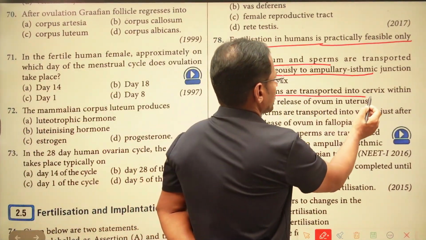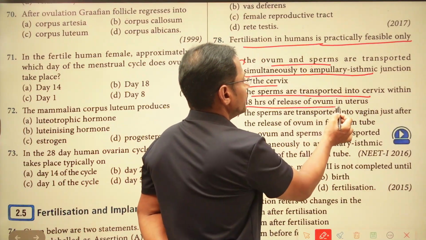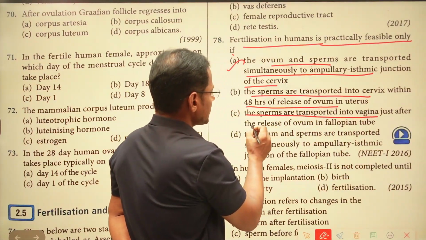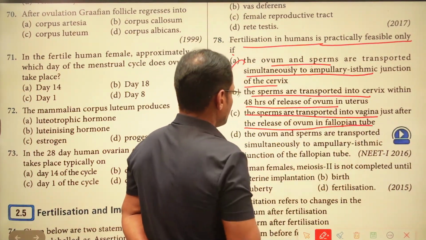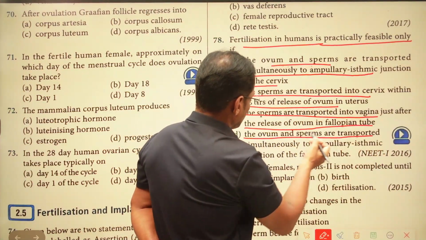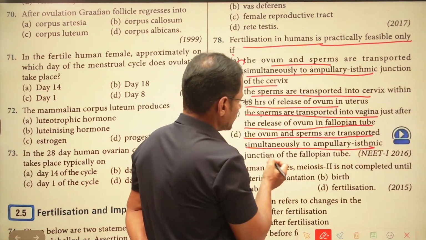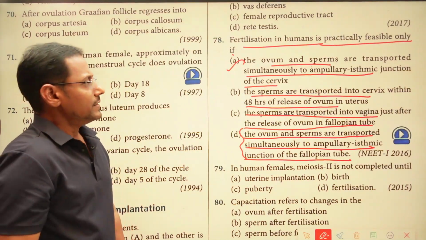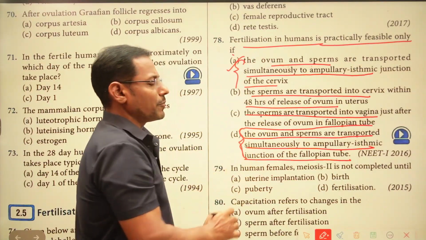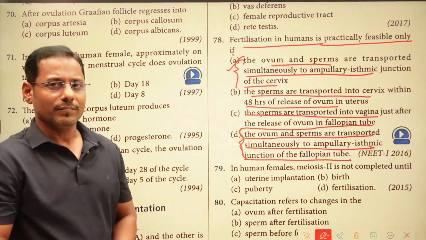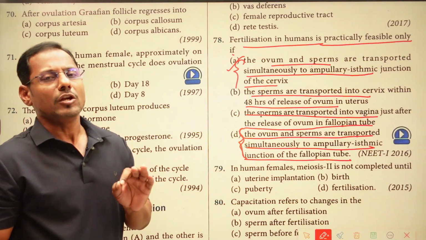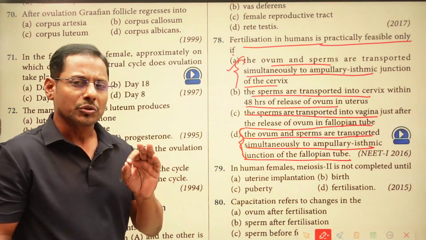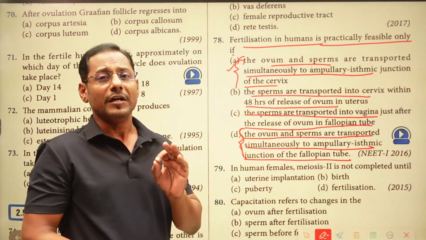The sperms are transported into the cervix within 48 hours of release of the ovum in the uterus. The sperms are transported into the vagina just after the release of the ovum in the fallopian tube. The ovum and sperms are transported simultaneously to the ampullary isthmic junction of the fallopian tube. See here, if you read carefully, options A and C, A and D look very similar. If you differentiate, then only you can find out the right answer. You should go through it very carefully and very clearly.